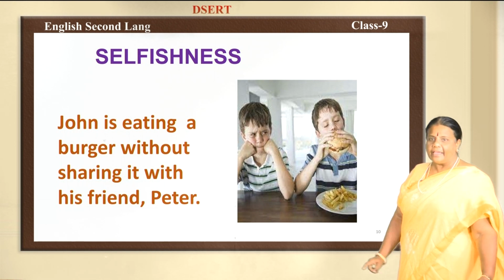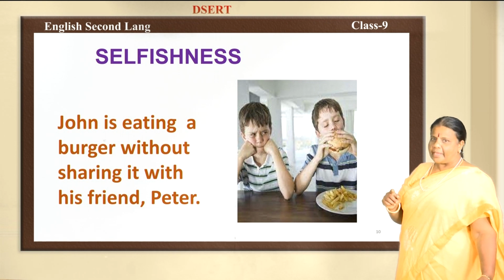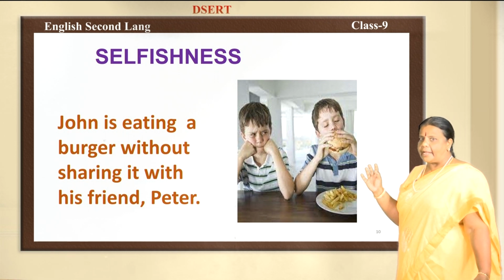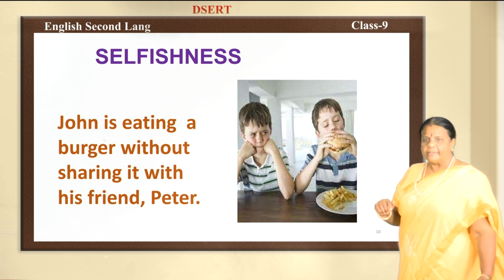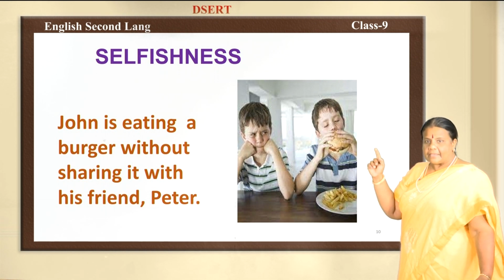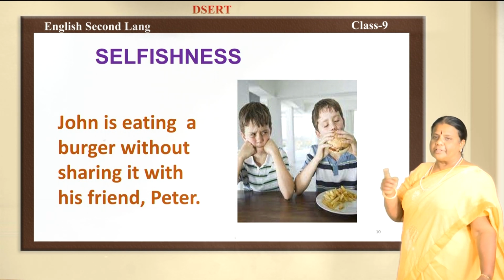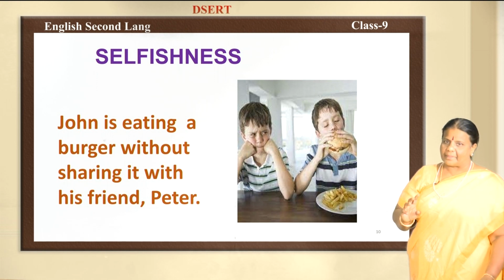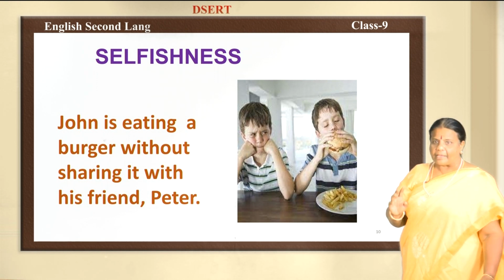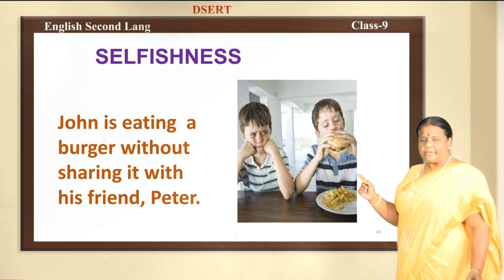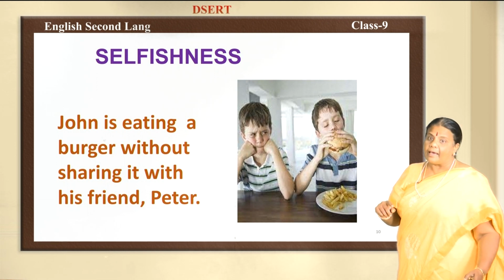John is eating a burger. And you can see Peter sitting next to him and is very annoyed. Why is he annoyed, children? Because John is having a burger without sharing it with him. So, that is really very bad. Whatever you have got with you, children, you should try to share it with others.